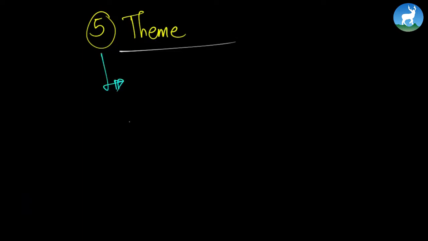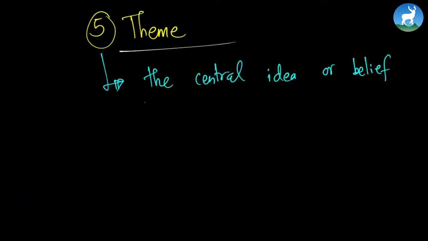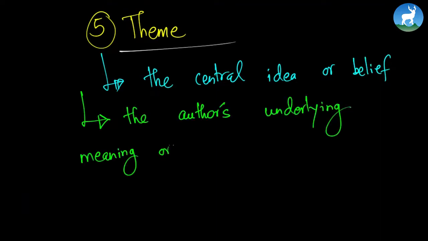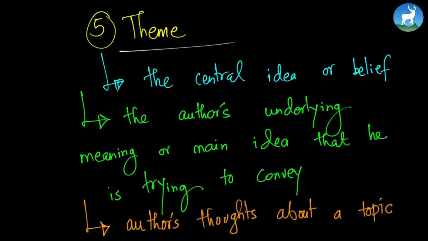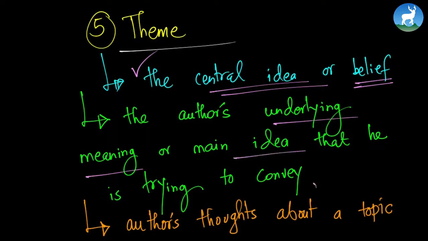So what's a theme? A theme is the central idea or belief in a short story. It is the author's underlying meaning or main idea that he is trying to convey. It may be the author's thoughts about a topic or some view of human nature, or maybe a belief. We all have got some kind of belief. I believe in something, you believe in something else.